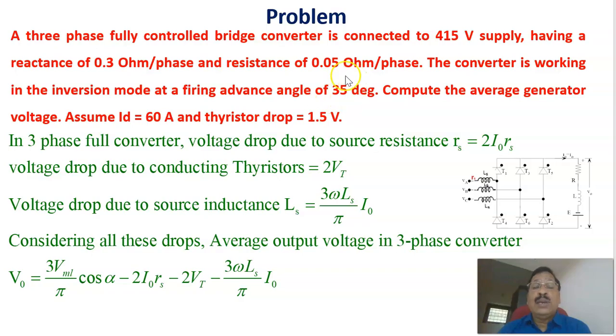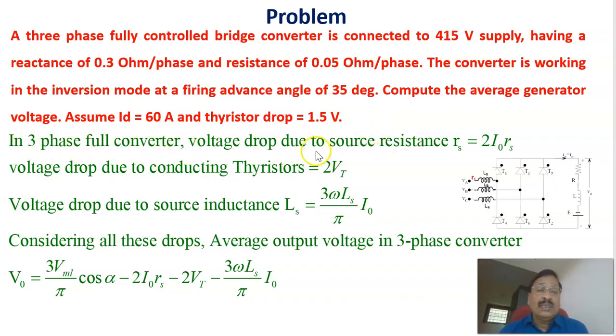Firing advanced by 35 degrees means that the firing angle is equal to 180 minus 35. Therefore, alpha will become 180 minus 35. Compute the average generator voltage. Here we calculate a generator voltage, because power is flowing in the reverse direction. Assume that load current equals 60 amperes and the thyristor drop is given as 1.5 volt per thyristor.